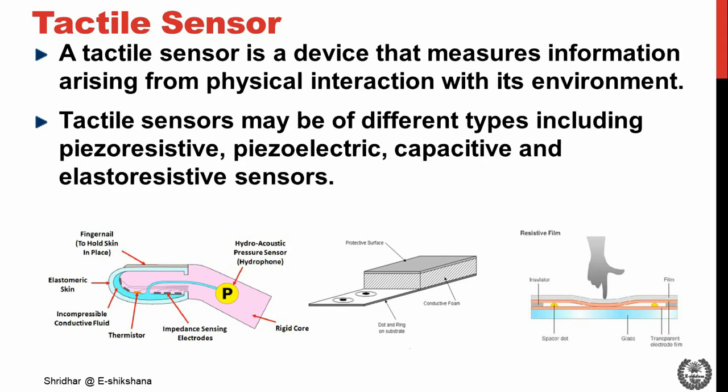Next, we'll discuss tactile sensors. A tactile sensor is a device that measures information arising from physical interaction with its environment. Tactile sensors may be of different types, including piezoresistive, piezoelectric, capacitive, and electroresistive sensors. Some of the constructions of tactile sensors are shown in diagrams. So there are different types, including different materials for the construction.